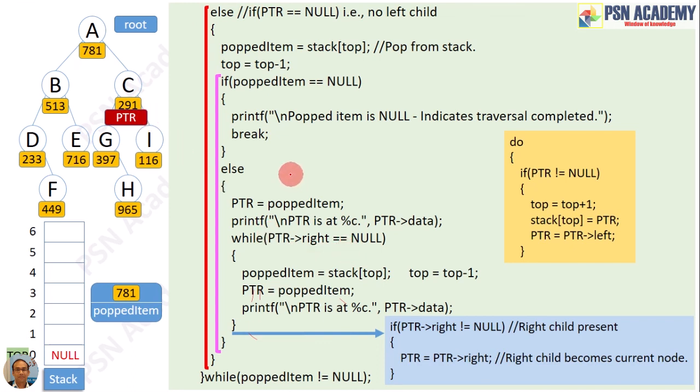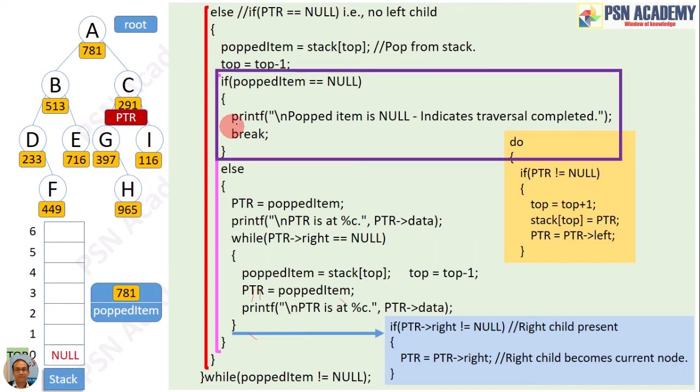I will stop here and leave the rest of the steps for you. When the last item of this tree will be processed, null will come out of the stack, and for that we have given a check here that popped item is null. That indicates traversal is completed, and this break statement will stop the do while loop. This was the code for Inorder Traversal in a binary tree.